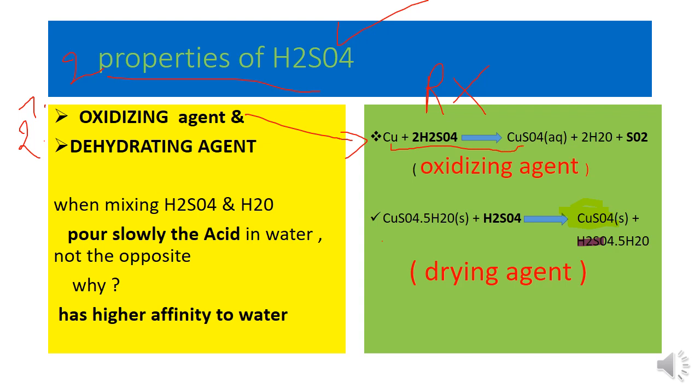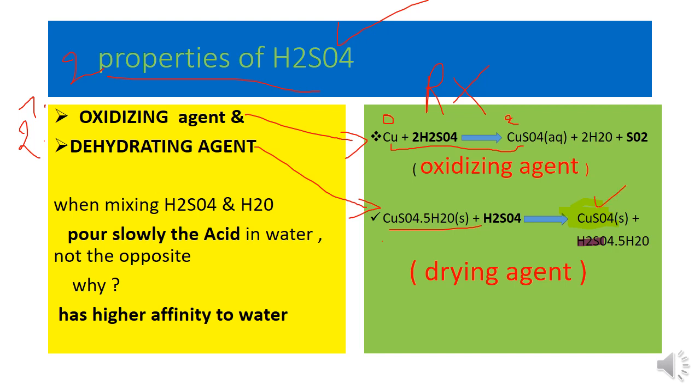This has an oxidation state of +2. This one has an oxidation state of 0, which means that sulfuric acid oxidizes copper from 0 to +2, so it acts as an oxidizing agent. Also here is the dehydrating agent reaction. Here we have hydrated copper sulfate, which contains water. The final result is copper sulfate, and the sulfuric acid removes water.